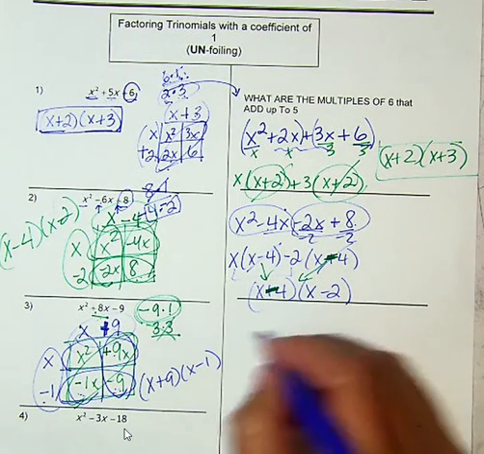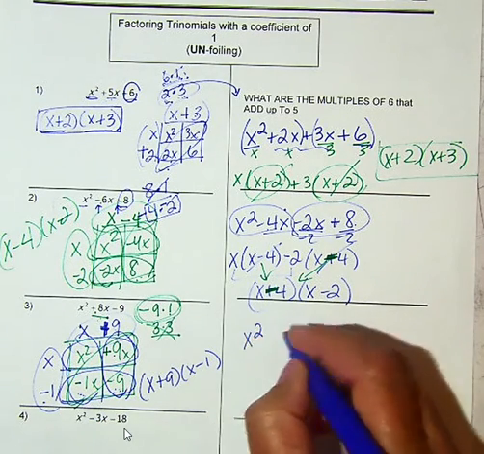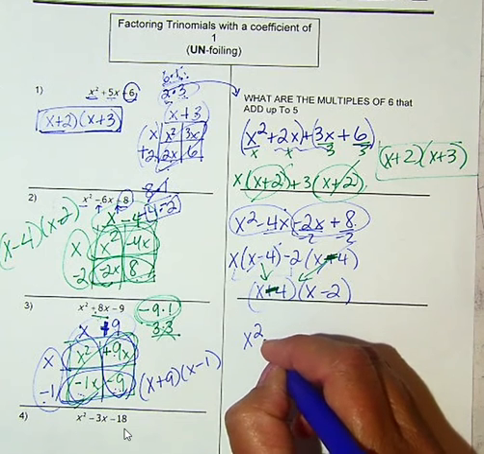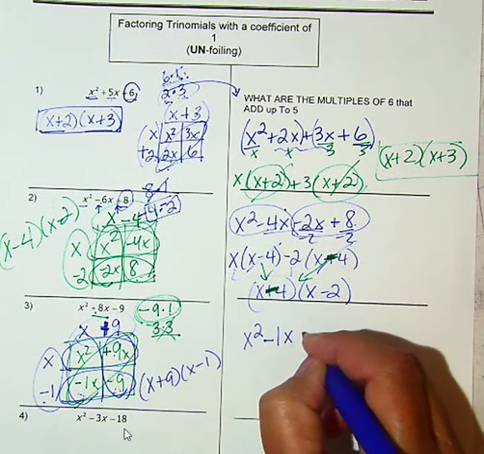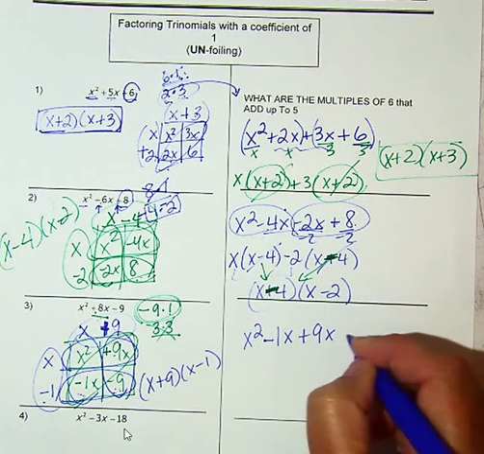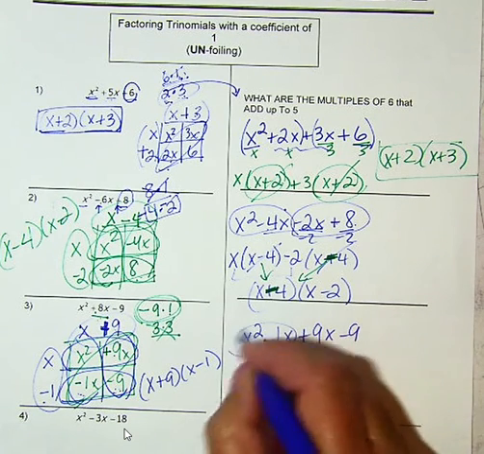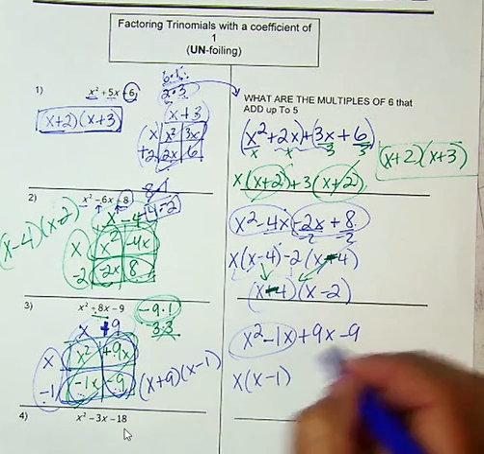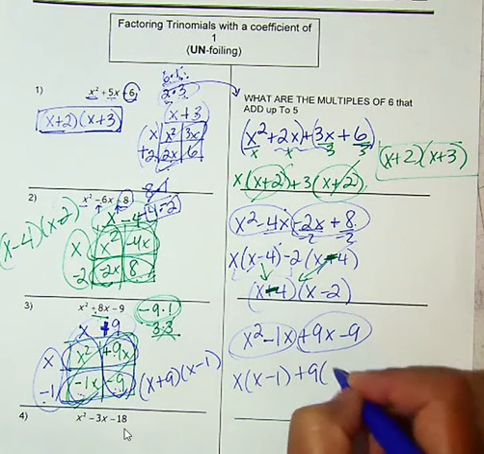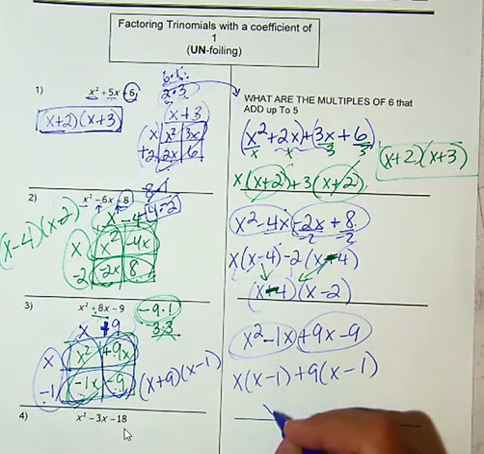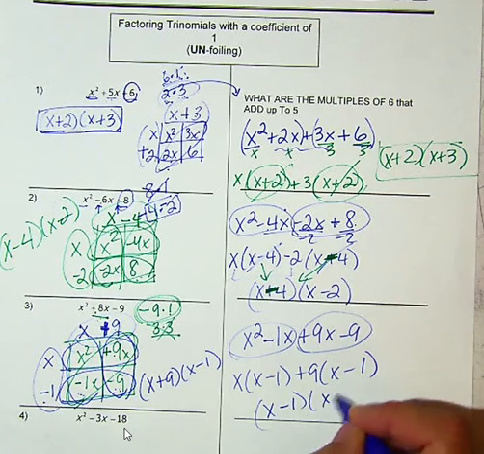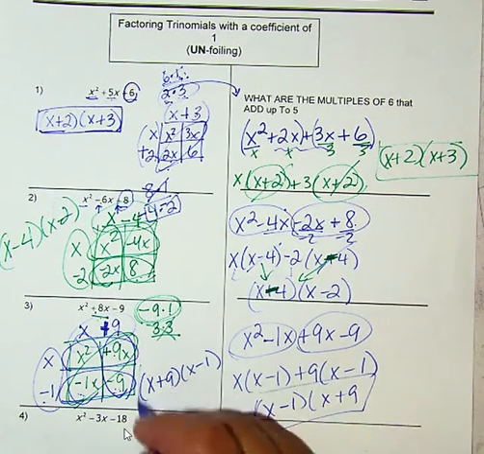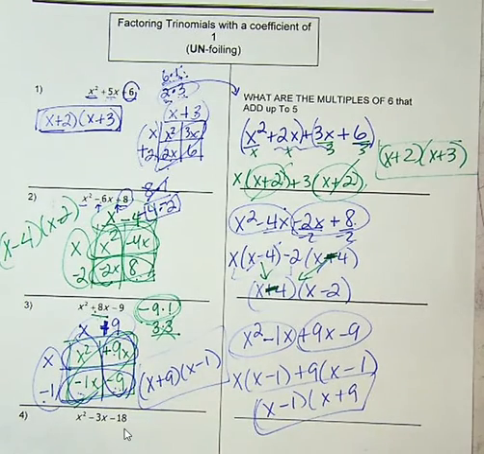If you want to do the grouping method, x squared minus 1x plus 9x minus 9. I can take an x out, I have x minus 1. I can take a 9 out, I have x minus 1. And I get x minus 1 and x plus 9. Doesn't matter which way you do it, you should get the same answer. I'm giving you both methods.